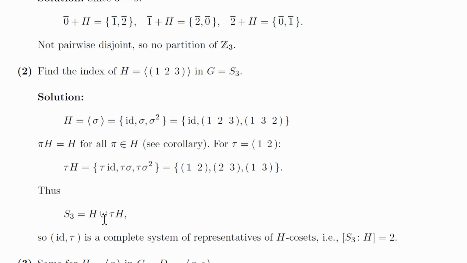So S3 is the disjoint union, that's this dot in the union symbol, of the left coset of the identity and the left coset of tau. So we have 2 different cosets. So the identity and tau are a complete system of representatives of these H cosets, and this is exactly the meaning of the index. So the index of H in S3 is 2, because there are only 2 different H cosets.